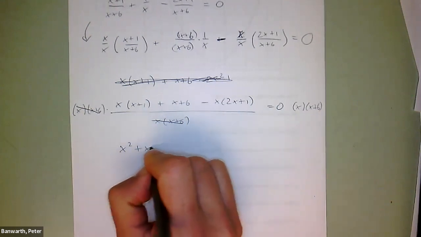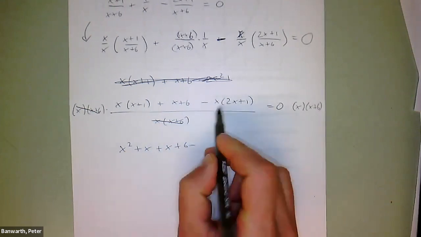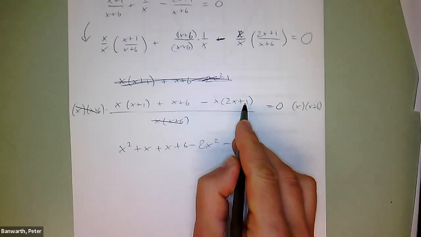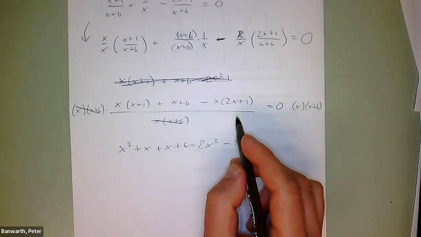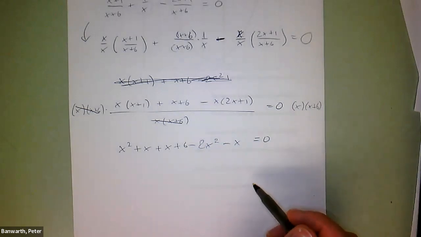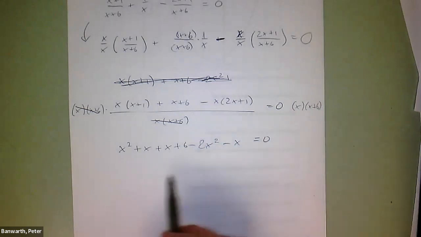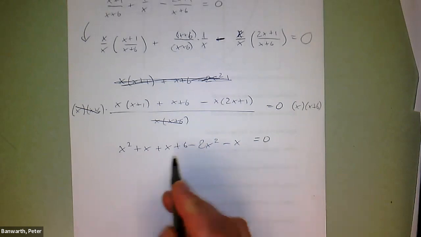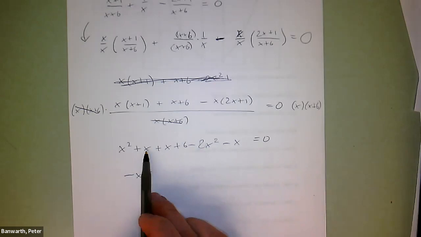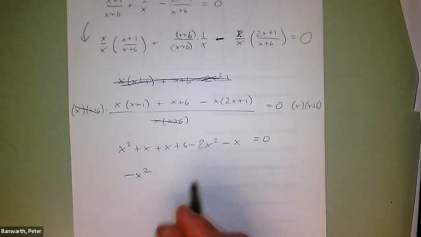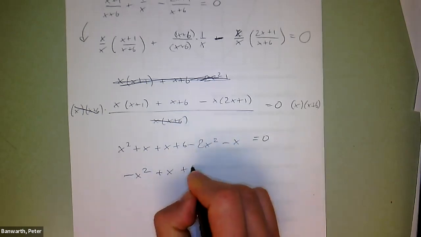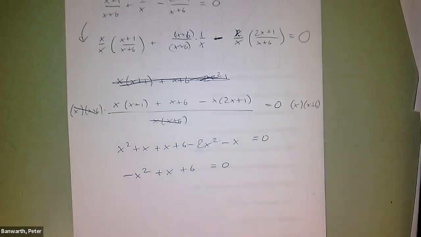So I have x squared plus x plus 6 minus 2x squared minus x, because that negative goes through to the plus 1, equals 0. And I can actually do some canceling. I have an x squared here and a minus 2x squared, so that gives me just a minus x squared. I have an x plus an x minus an x, so that gives me a plus an x. And I have a plus 6 equals 0.